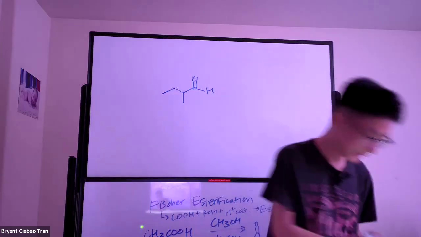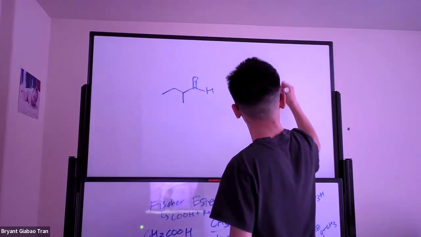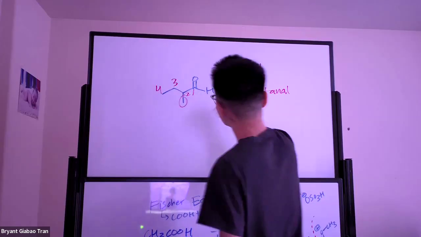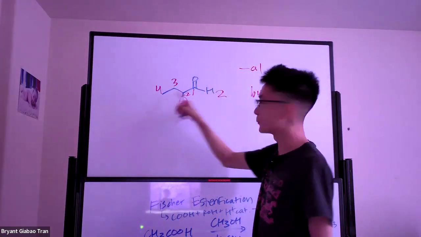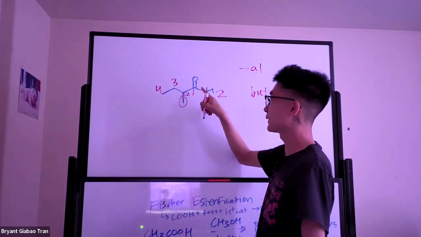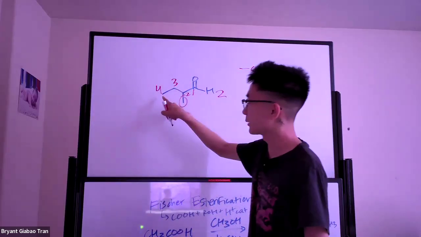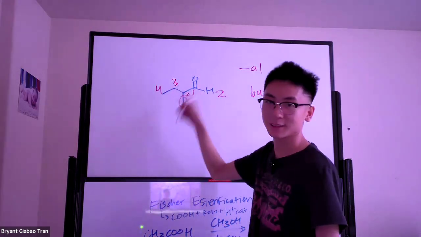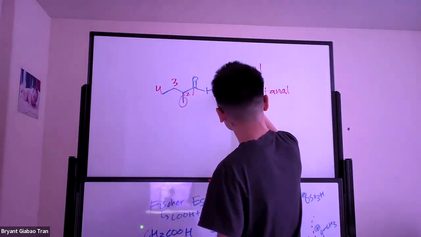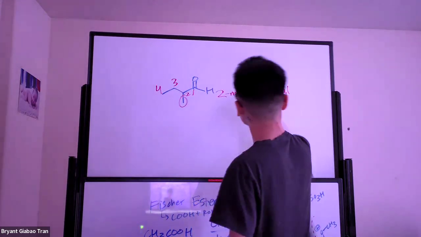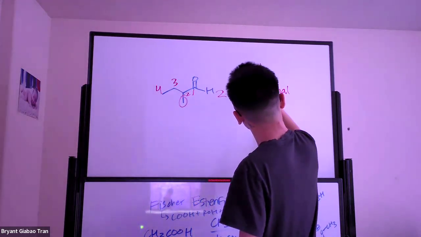Since there's an aldehyde, it ends with al. The longest carbon chain is 1, 2, 3, 4, so it's butanal. And on the second carbon, there's a methyl, so it's 2-methylbutanal. We number it from right to left because aldehyde is our highest priority group, where we want the lowest number on the highest priority group. We don't number it from left to right, 1, 2, 3, 4, because the highest priority group is way too far away. So that's right. It should be 2-methylbutanal. Yeah, that's it.